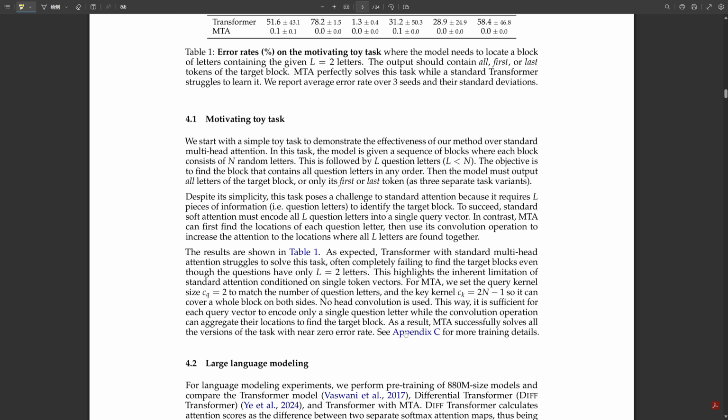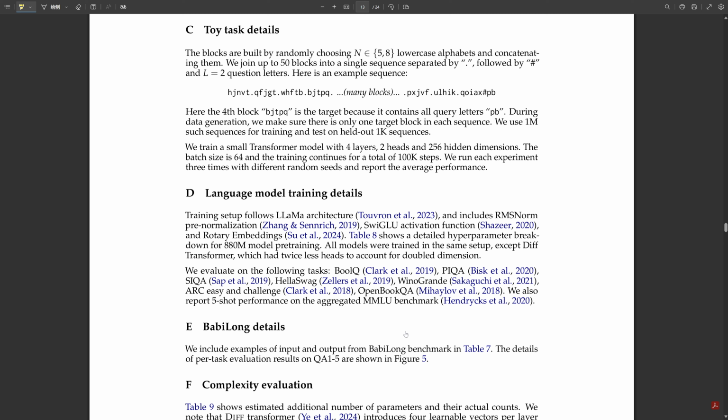So they gave the model a sequence of blocks of letters, just random letters, and then after the blocks, a set of question letters. The model had to figure out which block contained all the question letters. Interesting. It didn't matter what order they were in. And depending on the version of the task, it had to output the whole block, just the first letter, or just the last letter. So it really had to understand that co-occurrence of multiple elements.